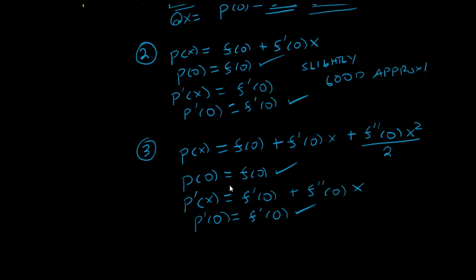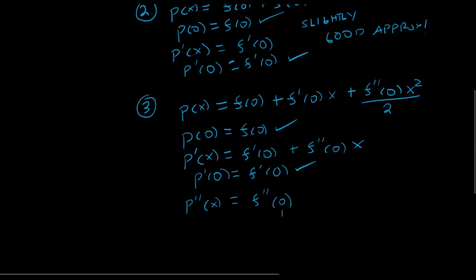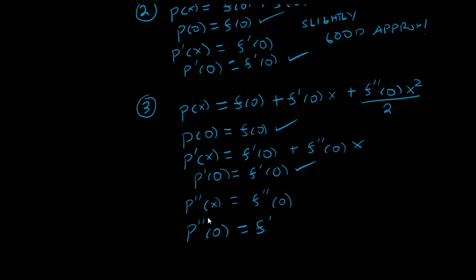Sige, check natin yung second derivative kung mag-i-equal pa rin. P double prime of x is, since ito is constant, mag-0. So, ito is power rule. So, f double prime, okay. Equal pa rin eh, no? Kasi pag in-evaluate ko tong p double prime of x sa 0, still, parehas pa rin siya dun sa second derivative ng true function ko. Okay, sige, last trial tayo.